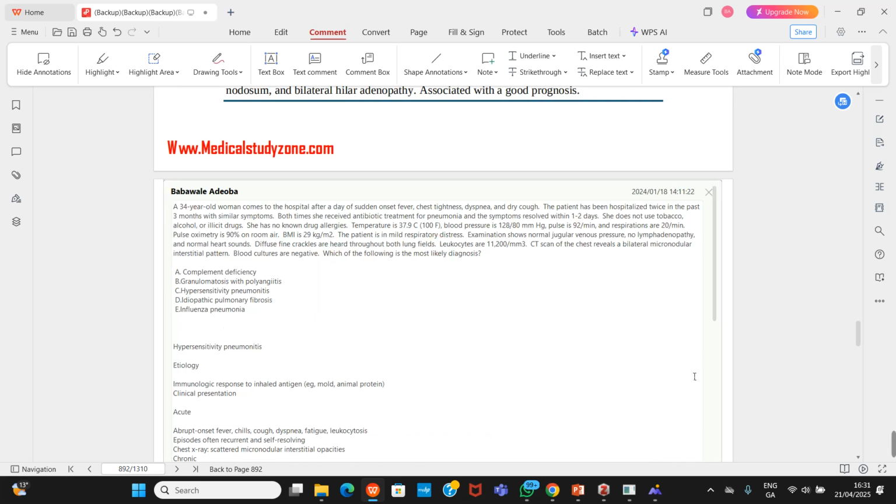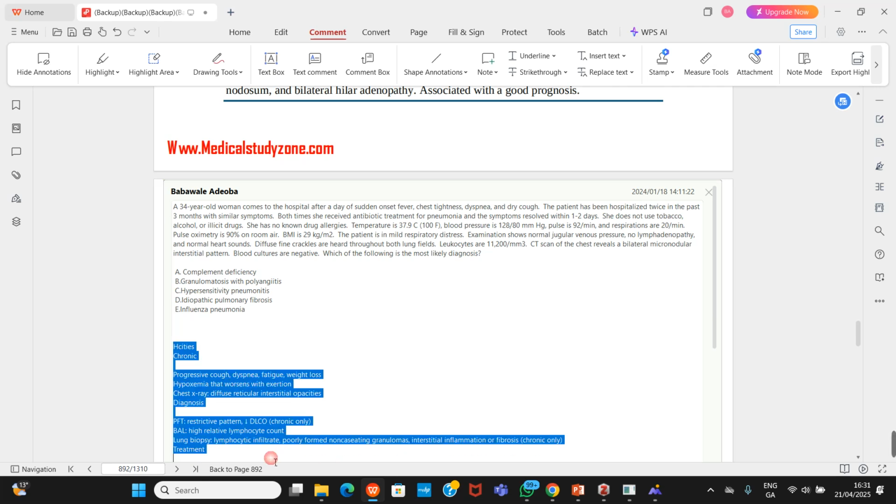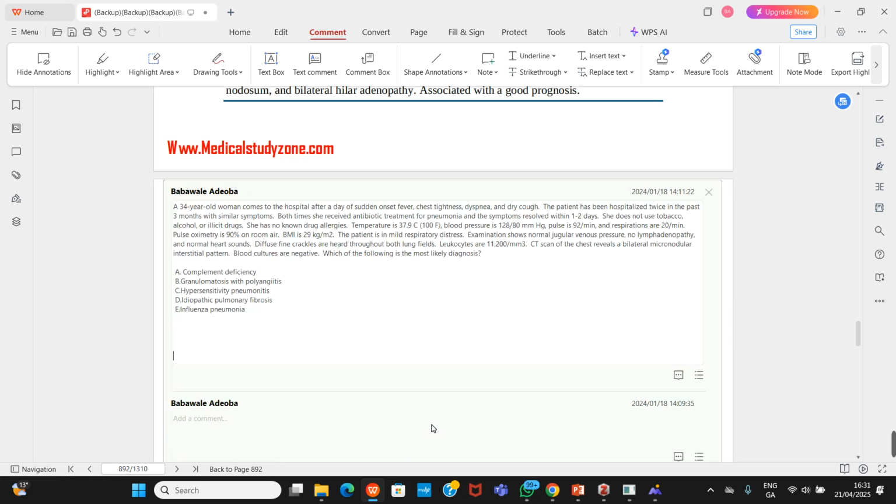So this is a 34-year-old woman who comes to the hospital after a day of sudden onset fever, chest tightness, dyspnea, and dry cough. The patient has been hospitalized twice in the past 3 months with similar symptoms. Both times she received antibiotic treatment for pneumonia and the symptoms were resolved within 1 to 2 days.